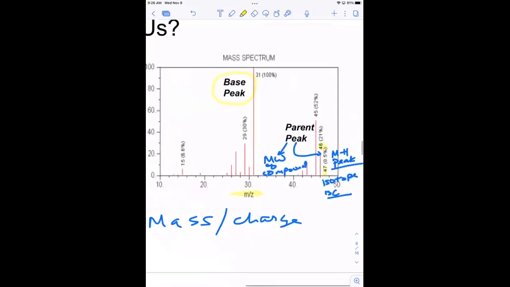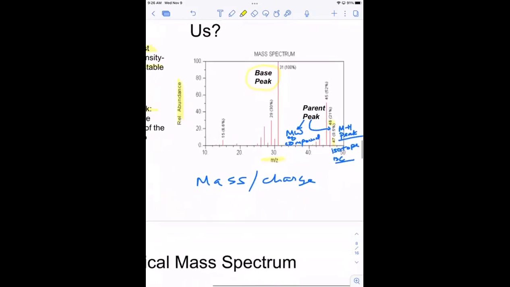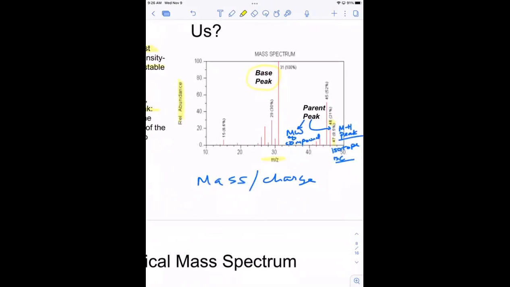All right. Any questions about the spectrum? So you definitely are going to see the base peak, the parent peak, and the M + 1 peak, which is basically the parent plus 1. Every mass spec is going to have that, in addition to whatever fragments are present. All right. Questions? Any questions?